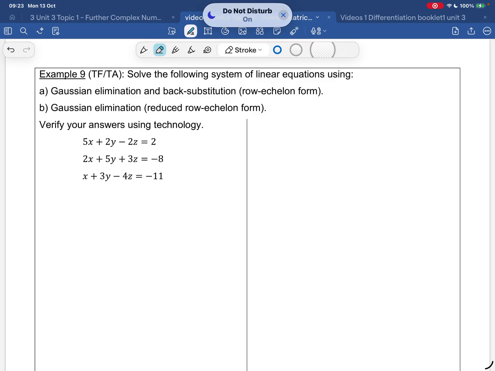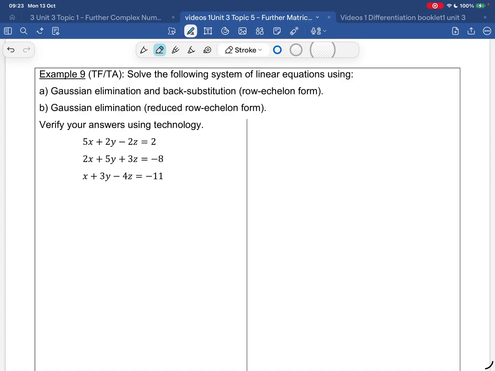Right, solve the following system of linear equations using A, Gaussian elimination and back substitution, so that's row echelon form, and then B, using Gaussian elimination with reduced row echelon form, and then verify your answers using technology.